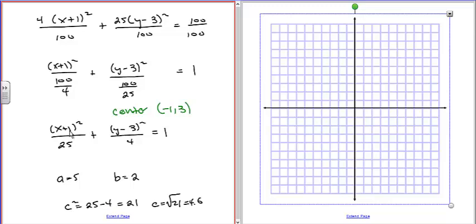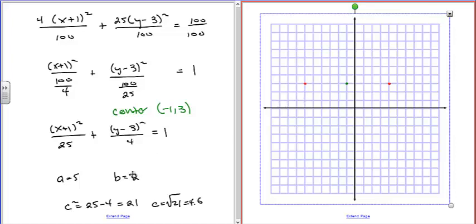So that comes from here, x minus h. So it's x minus a -1, y minus k. So the center is -1, 3. Right there. Now, because this is a larger one, the major axis is in the x direction. So we're going to start at the center and go 5 units. 1, 2, 3, 4, 5 here. 1, 2, 3, 4, 5 there. So those are the vertices.